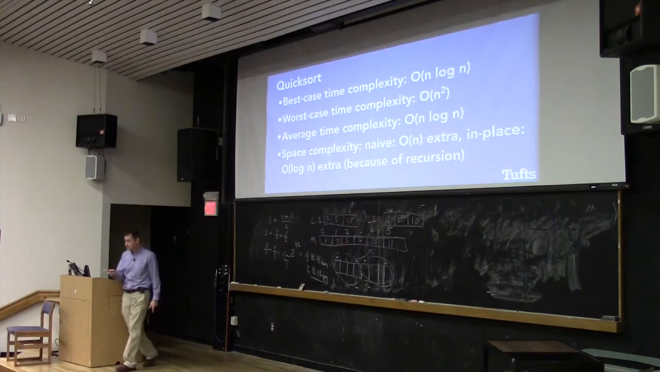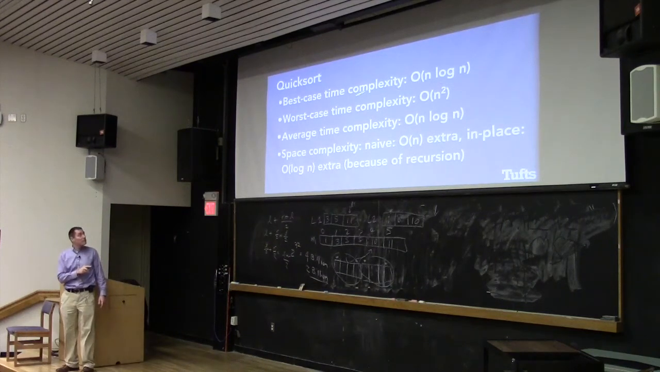Asymptotic complexity: worst case, n squared. But that doesn't happen often. If you pick a good pivot, you will very, very rarely get n squared behavior. That's why it's a pretty good sort. Average time is n log n.